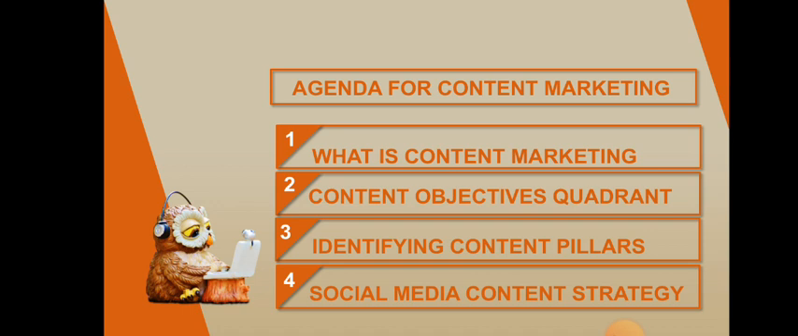First of all, we are going to be looking at the definition of content marketing. Then also look at the content objective quadrant, the sense that for every content you put out, there are 4 major objectives. So we'll be looking at the quadrants of that content objective quadrant. What is the purpose of content marketing? We're going to look at it in 4 ways.